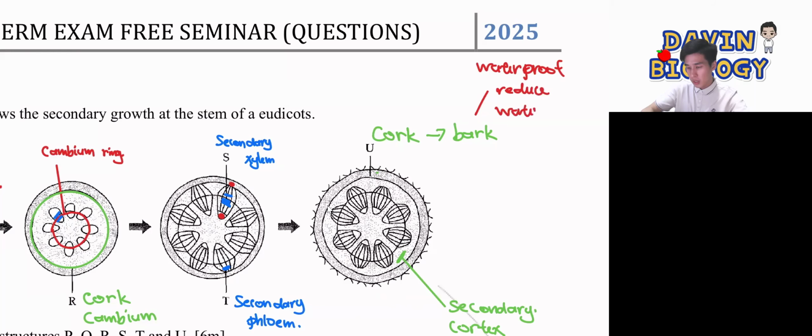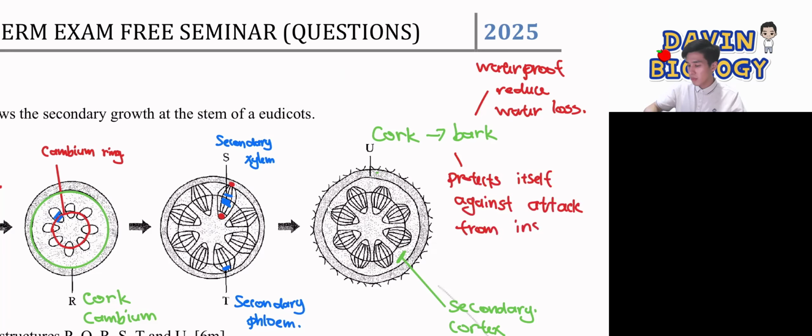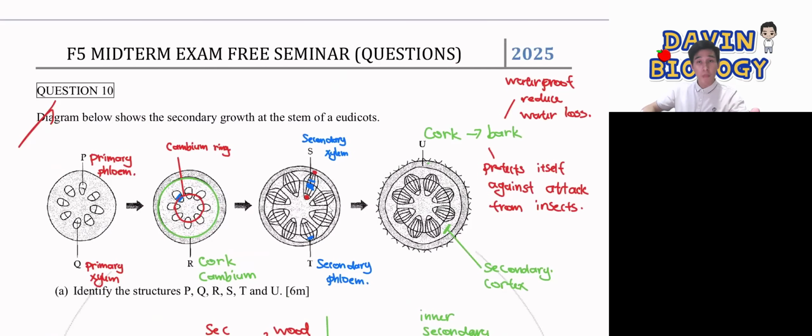Number two, this surface is very hard. Yes, very good. This hard surface will prevent insects from biting the stem, and from absorbing nutrients and water from it. So you can say it protects itself against attack from insects. Pathogens, yes, you can say that also. But these are the two main functions.